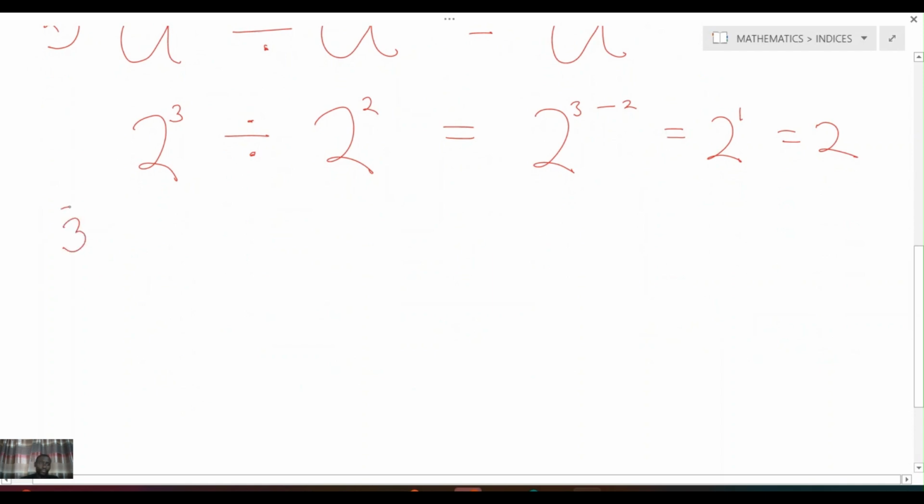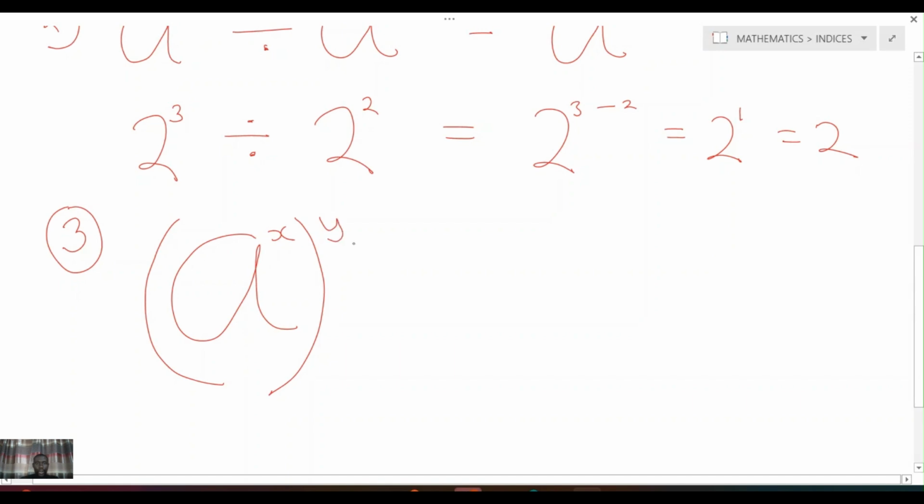Let's look at another rule. Number three: if you have a number a raised to power x and the expression itself again is raised to power y, this can be evaluated as a raised to power x times y.